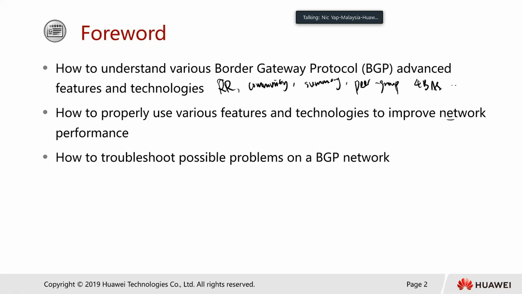Yesterday we actually went through a bit of troubleshooting. Let's say from one end you cannot go to the other end. What are the possibilities? But when you link it with the advanced features and technology, let's say RR, community, and summarization working together, the troubleshooting becomes more complicated. So in this case, you need to know what to check when all these components or features are running together, and how you're going to perform the troubleshooting.